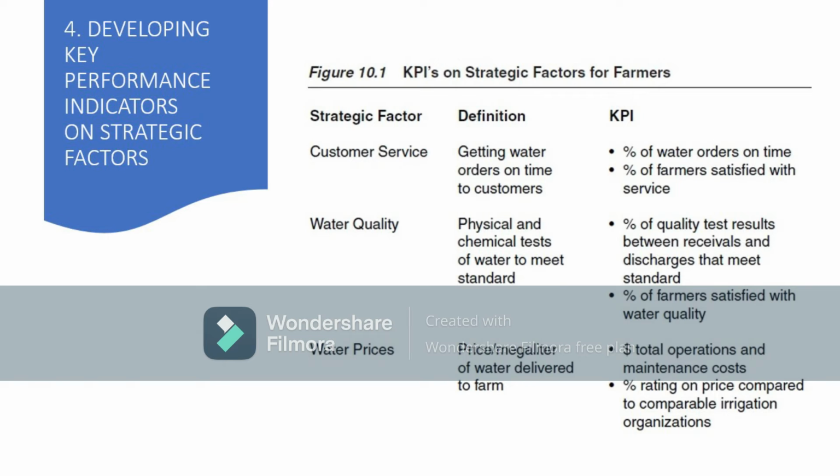Water prices simply refers to the price of water delivered to the farm. It is measured by 2 measures, one of which requires some explanation. The first measure is dollar total operations and maintenance costs, while the second is percentage rating on price compared to comparable irrigation organizations. On the surface, it may seem odd to have a measure of prices in terms of costs. However, we need to understand the way in which prices are established by Griffith Irrigation.